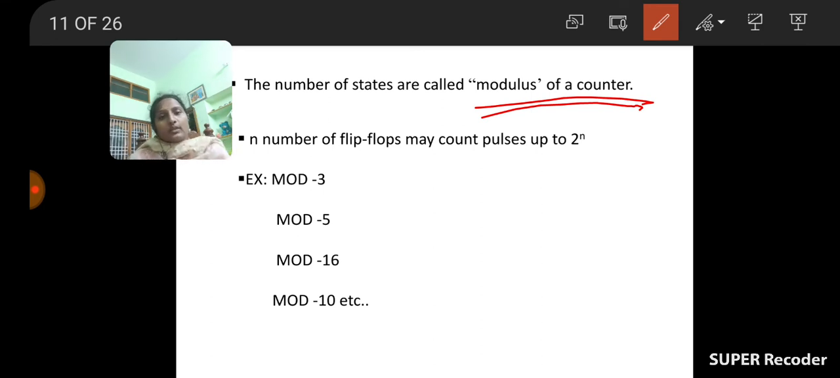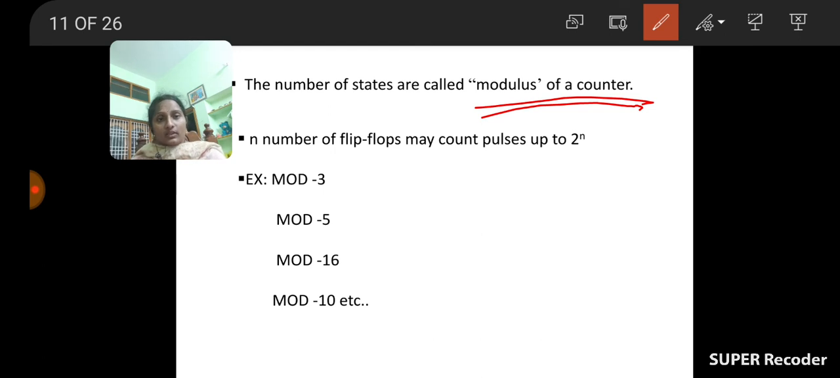First of all, I would like to explain what is meant by modulus. Modulus means how many clock pulses are counted by the counter. How many states or how many clock pulses are counted by the counter is called the modulus of that particular counter. So if in your examination you get the question, define modulus of the counter: modulus of the counter is abbreviated as mod, and the definition is the capacity of a counter to count the number of states.